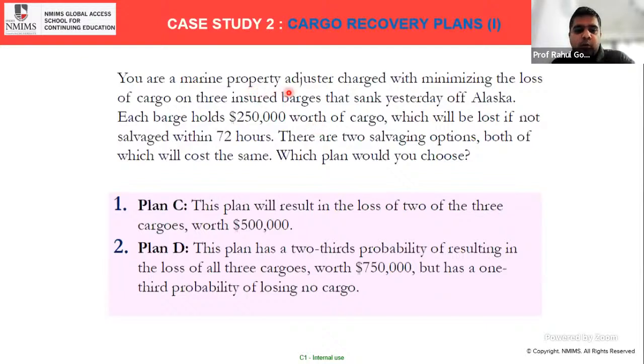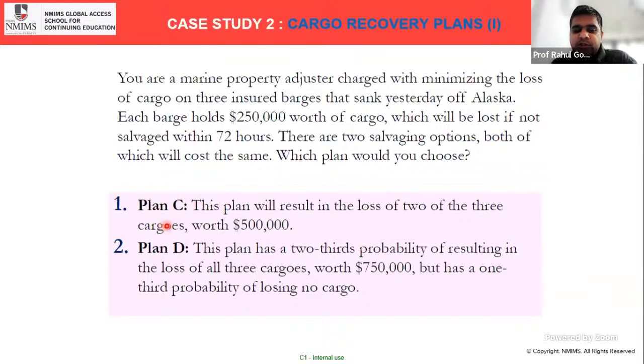So you are a marine property adjuster, and you have been given a task to minimize the loss of cargo on the three insured barges that sank yesterday off Alaska. Basically there's a risk on three cargoes, and each of the cargo is about $250,000. And if they're not salvaged within 72 hours, they will be lost. There are two salvaging options, and both of them will cost the same. So what are you going to do?